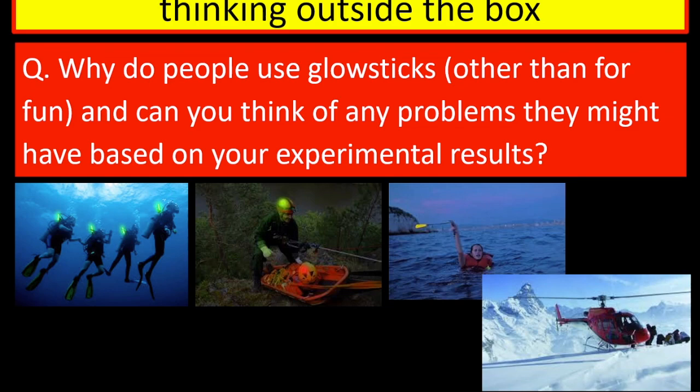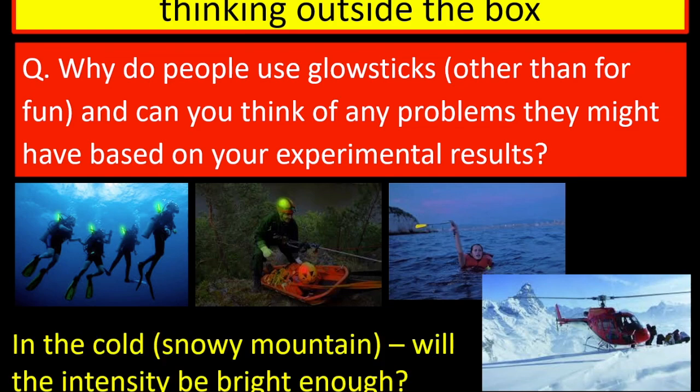So let's think about what potential problems there might be. What do you think the problems might be if they were used, say, in mountain rescue in very cold, snowy environments? Based on the experiments we did today, there would be advantages and disadvantages, wouldn't there? On the one hand, a lower temperature will increase the life of the glow stick, so it would last longer. But on the other hand, the intensity of the light might be suboptimal compared with higher temperatures.